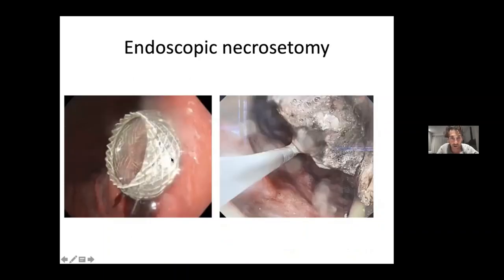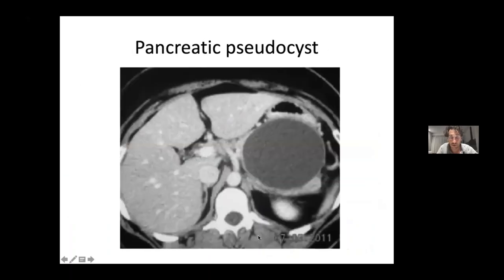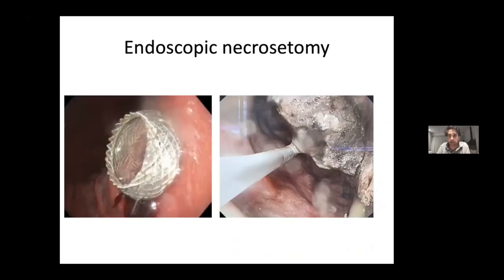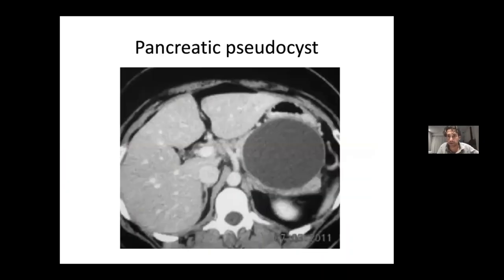And this is how it looks on endoscopy. This is the hot axis sitting in the stomach wall, and obviously the other side sits in the collection. And then basically the procedure looks pretty similar to the percutaneous one I showed you, where you see this necrosis, which you can pull out. So necrosectomy is a good way for patients who have infected necrosis and don't get better. A necrosectomy can get them better.